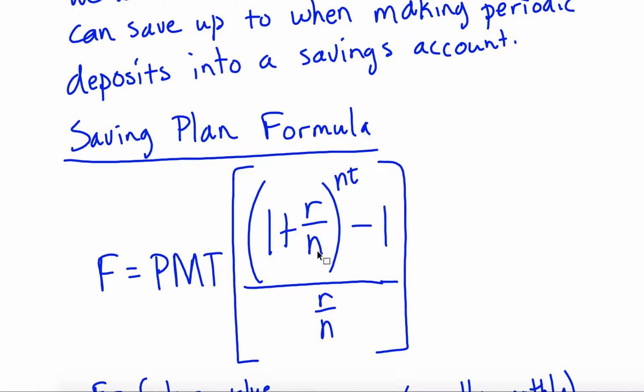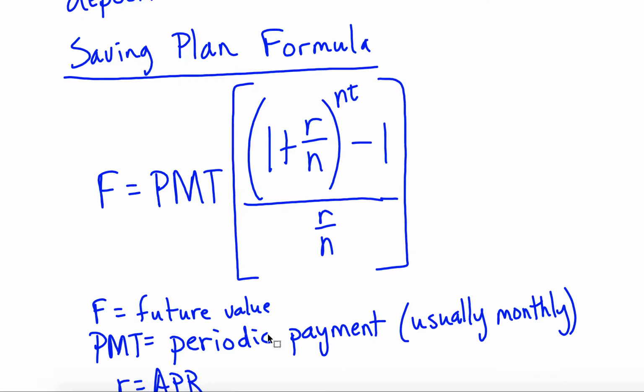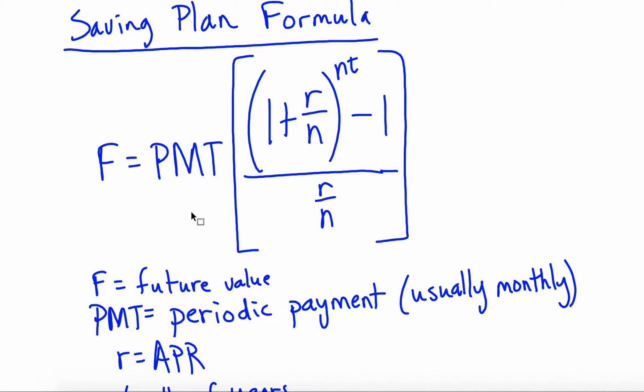And then 1 plus R over N to the NT is part of the compound interest formula. It is part of the formula, but there's more to it. And then there's this minus 1 up here. And then you're going to divide by this R over N. So again, F is the future value. PMT is what you're actually going to pay to yourself. Usually you do that monthly. Some people do it quarterly. Some people do it annually. But usually it's a month that you're doing as a way to pay yourself.